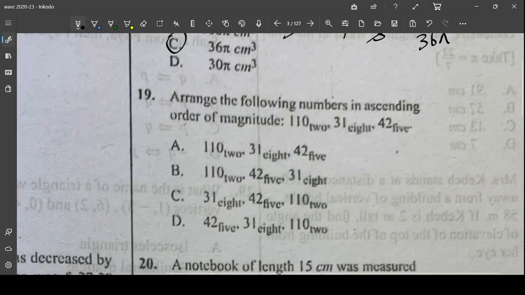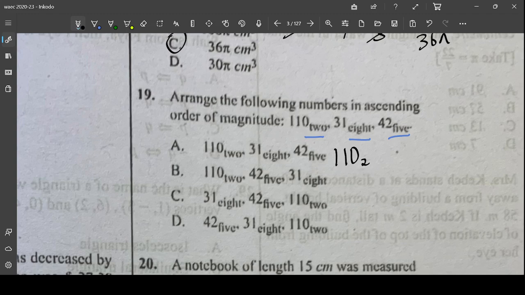Now question number 19 says to arrange the following numbers in ascending order of magnitude. So what that means is we have different numbers in different bases. We have base 2, base 8, base 5, and I'm told to arrange them in ascending order, which means from the smallest of these numbers to the biggest. So how do I know which of them is the smallest? I will have to convert all of them to a uniform base, which is base 10, and then I can compare them.